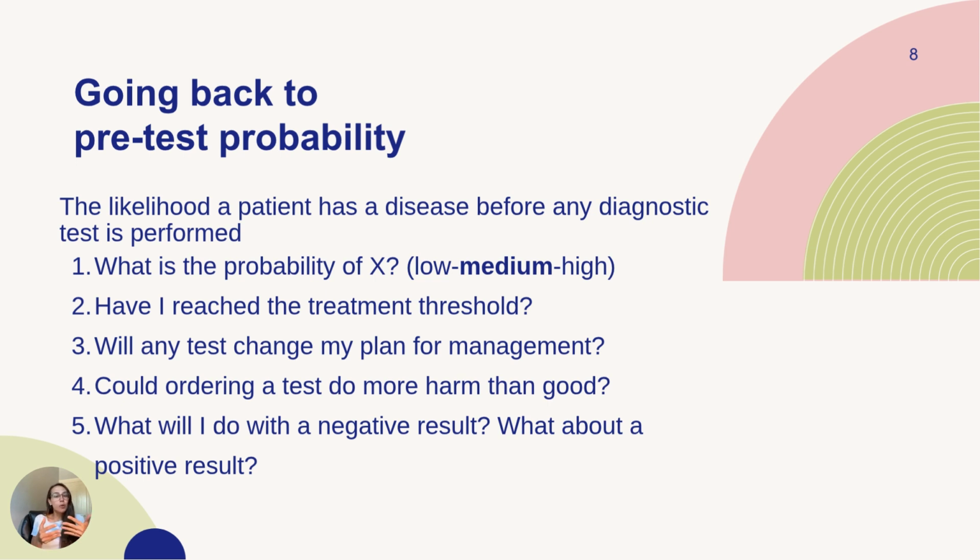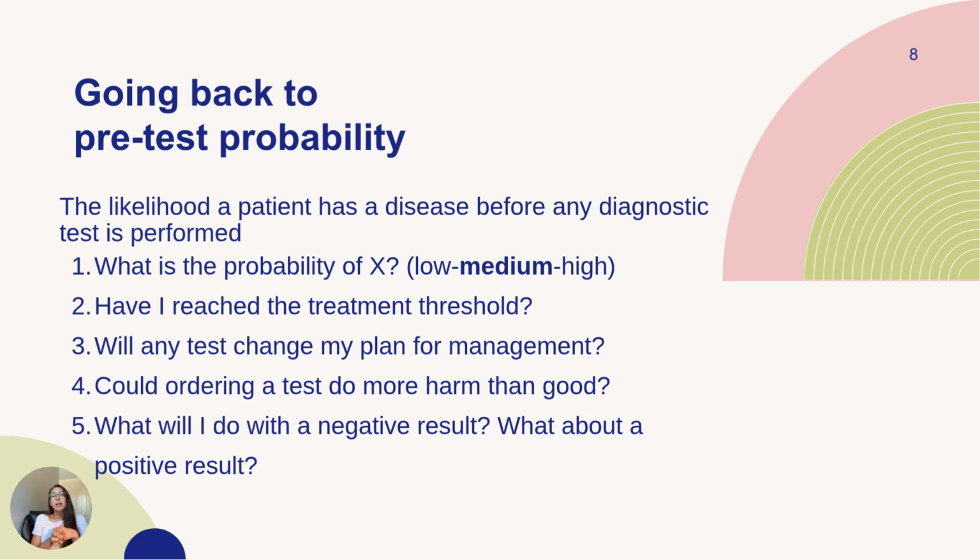So before ordering any more tests, I always will ask these questions. One, what's the probability of X disease? If it's in that intermediate range, that's a good indicator that you need to do more testing. Two, have I reached the treatment threshold? If I have reached the treatment threshold, I'm firm on my diagnosis, I'm ready to treat, I probably don't need to order any more tests, right? Third, will any test change my plan for management? If the answer is no, you can probably pause there and go ahead and manage your patient.